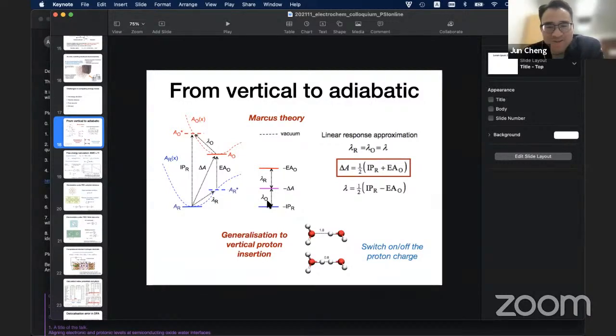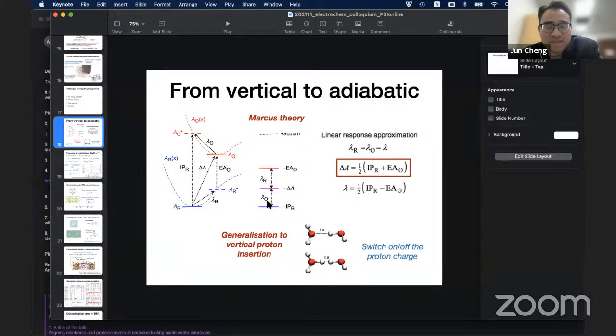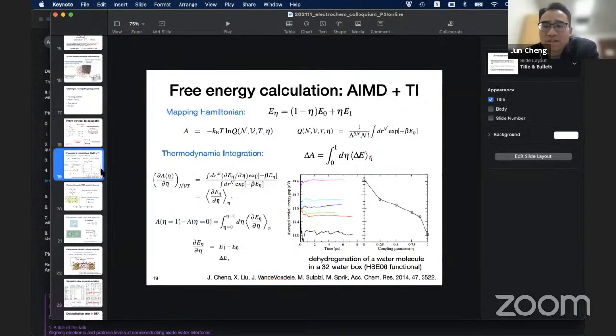I guess your Markov theory is still widely used in the field, particularly when you want to calculate the electron transfer kinetics, right? People are still using Marcus's formula. But don't get me wrong. When we calculate the free energy, we don't want to rely on a model. We're using thermodynamic integration. It's a really rigorous theory.